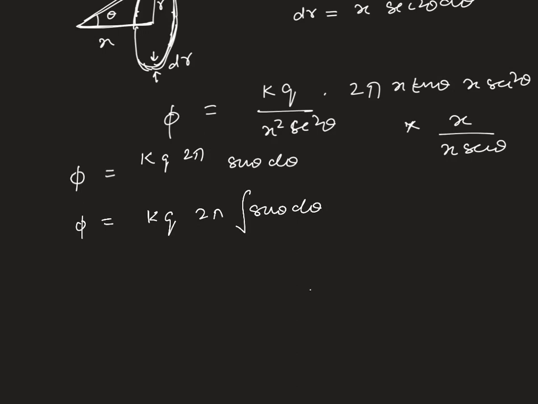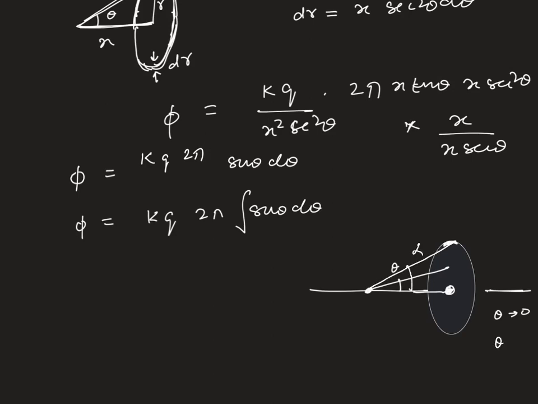So let me draw the diagram again. This was your ring here, and this was your charge, and this was the angle theta that you took. So your angle theta is varying from what to what. If you take the smallest possible ring, your theta is 0. For the smallest possible ring, theta is 0. And if you take the largest possible ring, that is here, your angle is, let's say, going to be alpha.